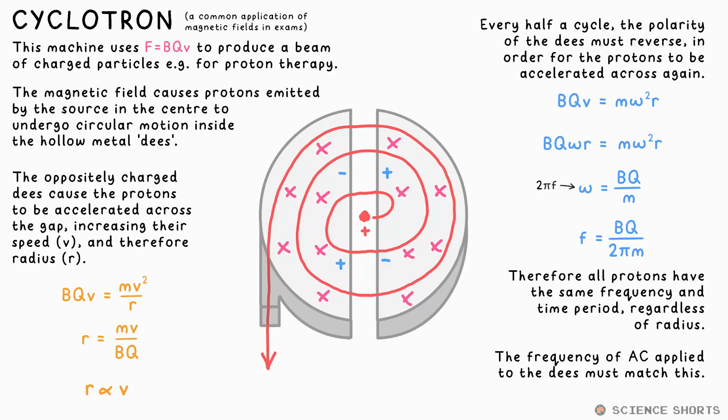Whatever the frequency of the particle's circles is, that's also what the frequency must be of the alternating PD of the Ds, causing the particles to be accelerated. People will often incorrectly say that the frequency must somehow be twice that of the particle's frequency, as it needs to flip twice every time they do a circle. But flipping twice is exactly what a whole cycle is. Every cycle, the particles cross the gap twice. So that PD must be flipped twice too.